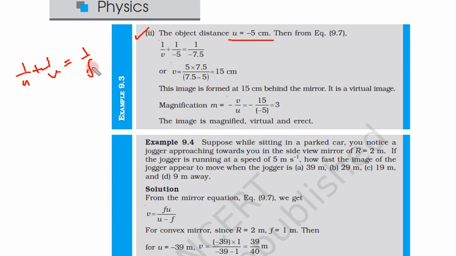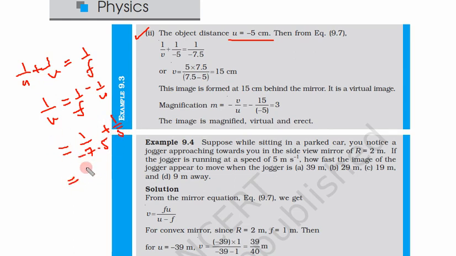This is our mirror equation. From this equation, we have to calculate 1 by v, nothing but 1 by f minus 1 by u. Let us put the values. So this is 1 upon minus 7.5. So u is already in negative, so negative becomes positive. So 1 by 5.